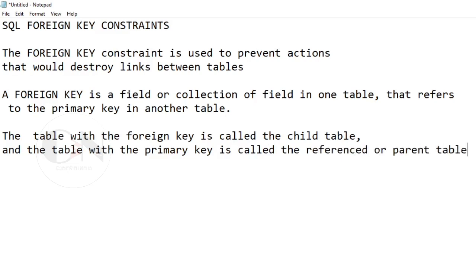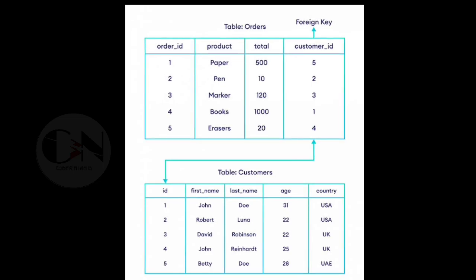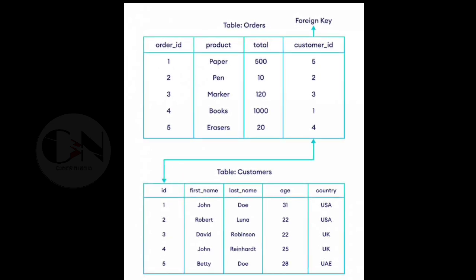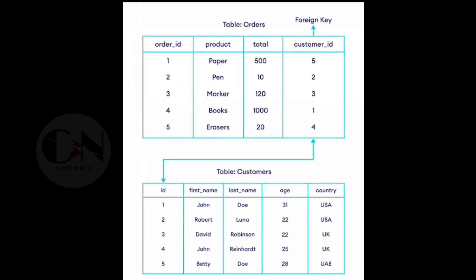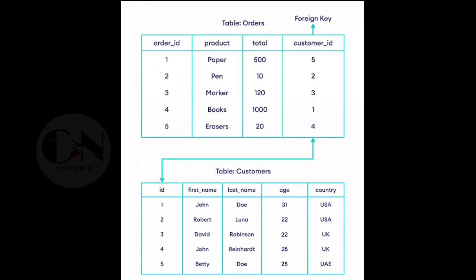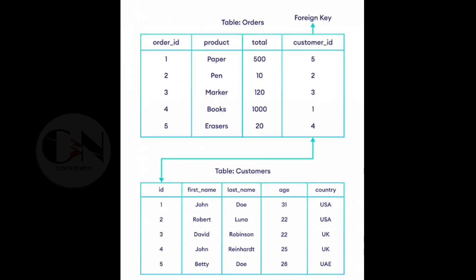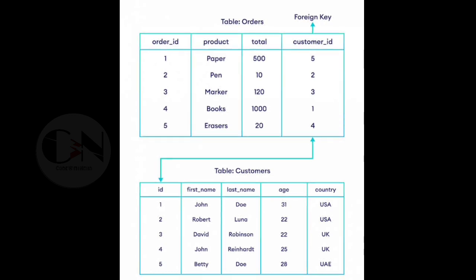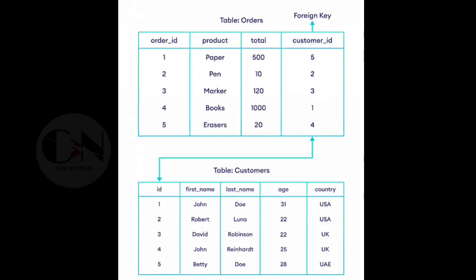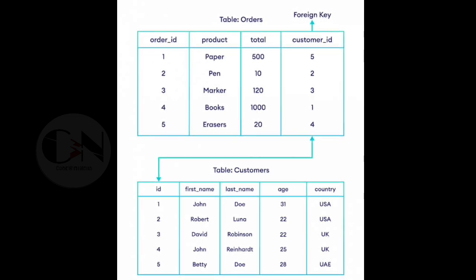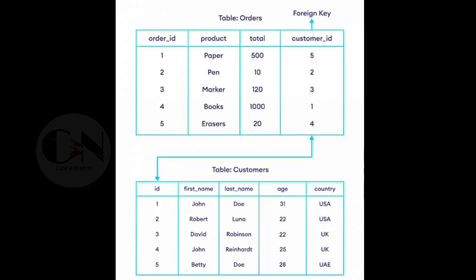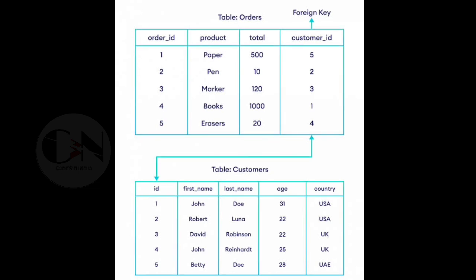So, let's look at an example to understand it better. Here we have two tables. One is the orders table, another is the customers table. In the orders table, there are order details, and in the customers table, we have the customer details. Let us consider order ID as the primary key of the orders table and customer ID in the customers table as primary key. Both tables have a similar column, that is the customer ID. So, customer ID will be the foreign key in the orders table and primary key in the customers table.